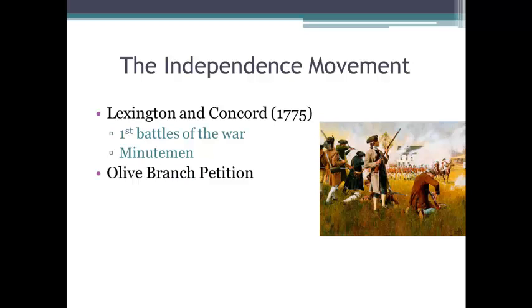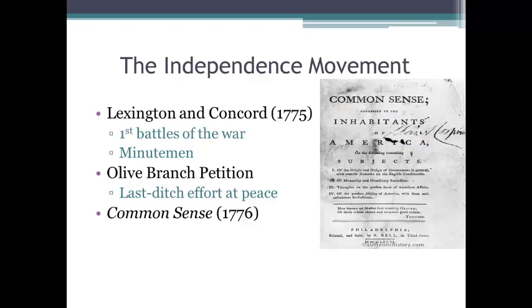Then we have the olive branch petition, and an olive branch is a symbol for peace. So this is issued after Lexington and Concord and a couple other battles, and the colonists are saying to the king, let's just make up and be friends. Forget that we've had these little skirmishes, let's just be friends and go back to the days of salutary neglect, go back to 1763. King George III wanted none of this. He said no.